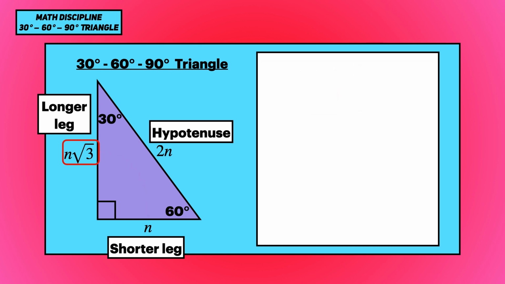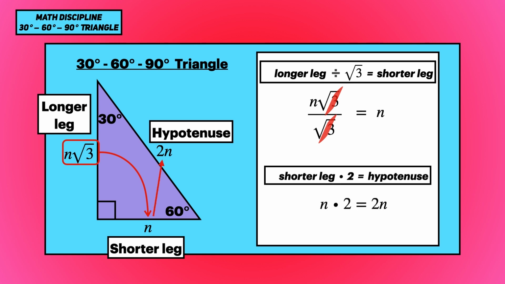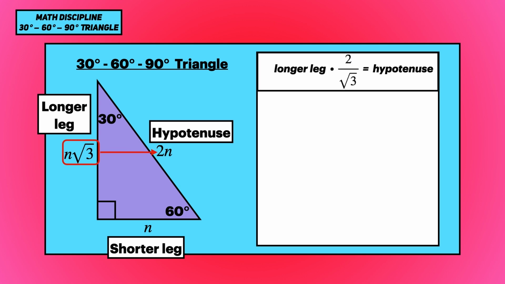If you know the length of the longer leg and you want the length of the hypotenuse, the easiest way is to first get the length of the shorter leg by dividing by the square root of 3. Then take the length of the shorter leg and multiply it by 2. If you want to get the length of the hypotenuse in just one step, you would multiply the longer leg by the fraction 2 over square root of 3. If you multiply n square root of 3 times 2 over square root of 3, we get 2n square root of 3 over square root of 3, and the square root of 3 cancels out, leaving us with 2n.